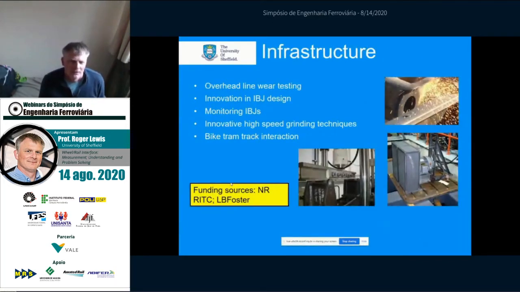Infrastructure, I won't be covering this today, but like I said, the most interesting work we're doing is around insulated block joints, which we use to create track circuits for signalling purposes. I do mention a little bit about that in the laser cladding case study. And also the high-speed grinding, the use of super abrasives in rail grinding to speed it up and to leave a better quality surface on the rail, both in terms of roughness and in terms of avoiding phase change and white etching layers.